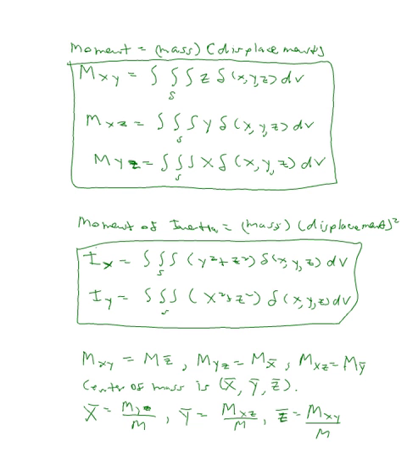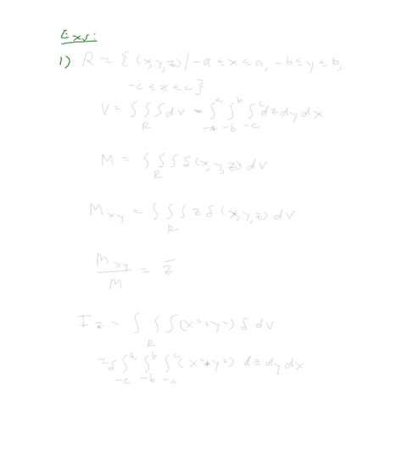Okay, let's look at some examples. Let's take our first example to be a rectangular solid, call it R, the set of all points x, y, z in 3D space, where x ranges from negative a to a, y ranges from negative b to b, and z ranges from negative c to c.